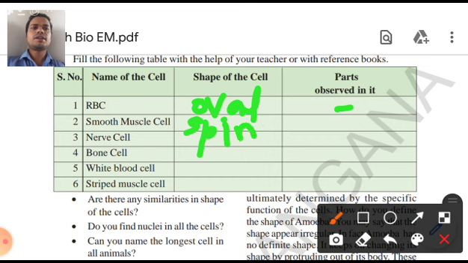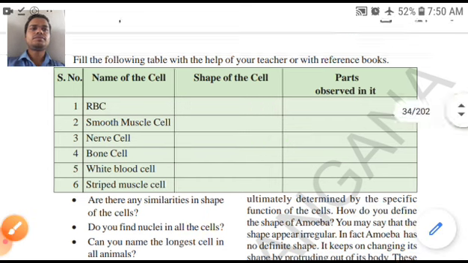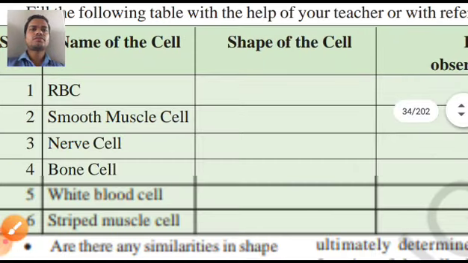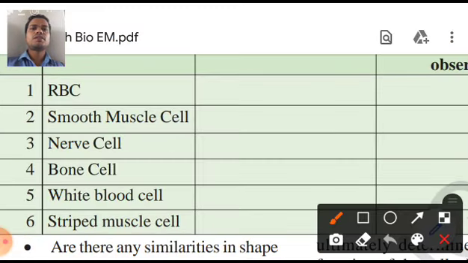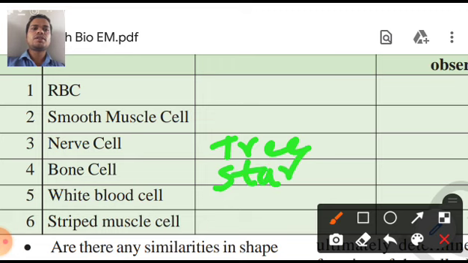Spindle shape. Now the nerve cell. The nerve cell is just like a tree shape, a tree-like structure. Now bone cells are like a star shape. Now white blood cells are also oval. Oval means egg-like structure or circular structure. The striped muscle cell is rectangular.